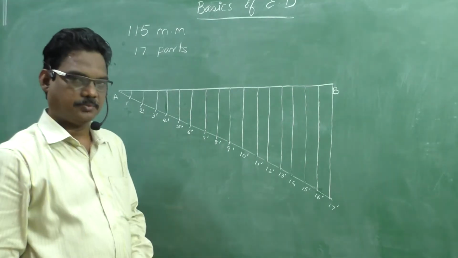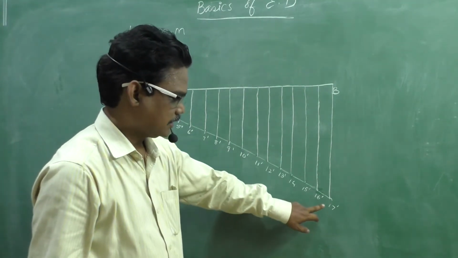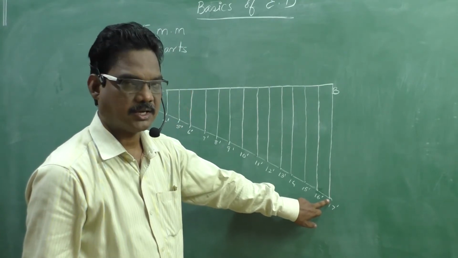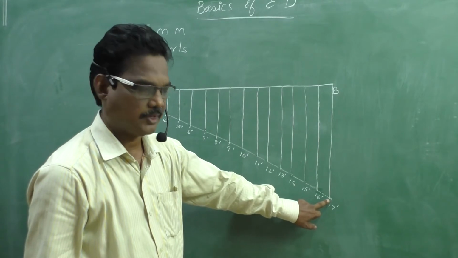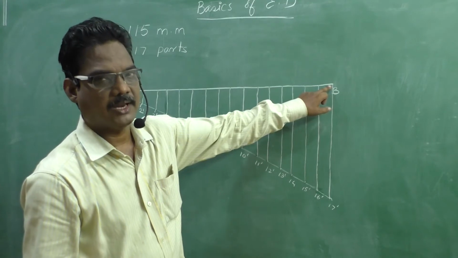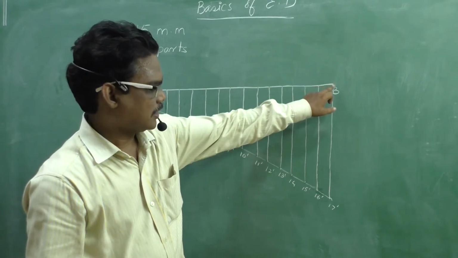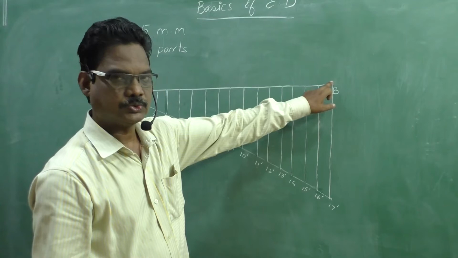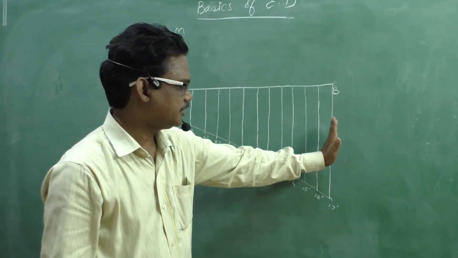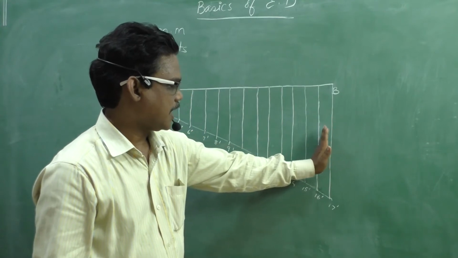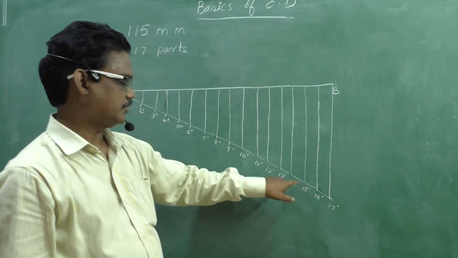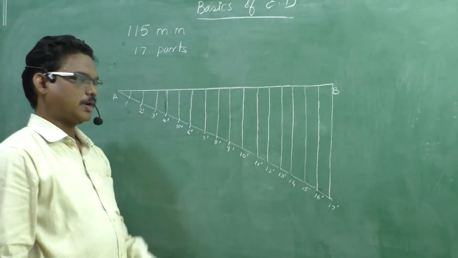Okay, once again I repeat the point. We consider the last point on the constructional line or inclined line, that is 17 dash, and we consider the end point of the AB line, that is B. We draw a line in between these two. Okay, after that, with the help of the mini drafter, I draw the parallel lines to that line through 16 dash, 15 dash, 14 dash up to 1 dash.